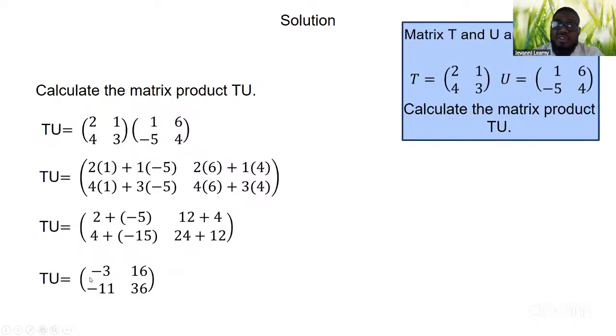All right. So the first row is -3 and then 16. The second row is -11 and 36. The first column elements are -3 and -11. The second column elements are 16 and 36. So which one would I pinpoint to get the second row and the second column? That would be 36. All right? So that would be 36.